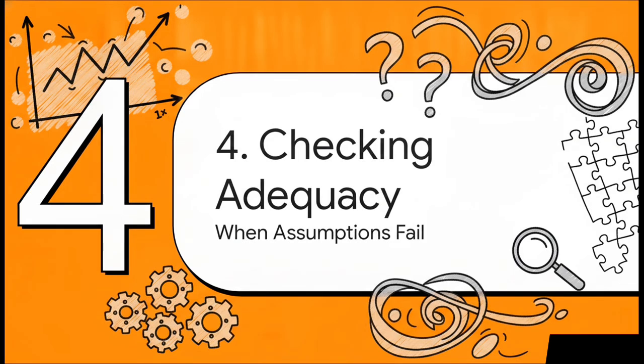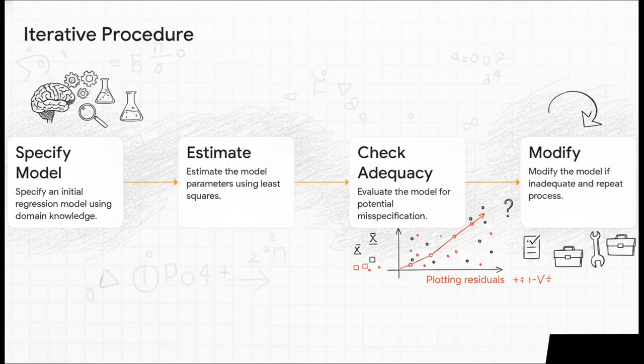Okay, part 4, checking model adequacy. What happens when those assumptions fail? Because let's face it, in the messy real world, theoretical guarantees break down all the time. Building a model is almost never a one-and-done kind of deal. It's fundamentally an iterative procedure. We use our domain knowledge, we specify an initial model, and we estimate the parameters. Then, crucially, we have to check its adequacy, usually by plotting the residuals. If we find out our assumptions are violated, we modify the model and start the whole loop over again.